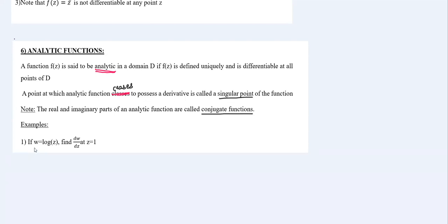Here the example given is w is equal to log z. We just follow the derivative the same, dw by dz is equal to 1 upon z. Now at z equal to 1, dw by dz will be equal to 1. Now we will discuss more on this.